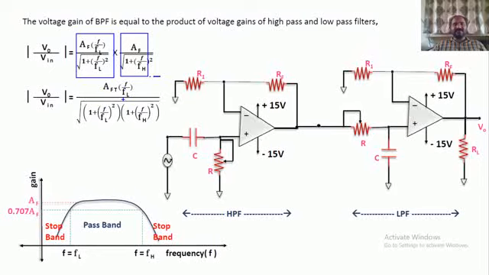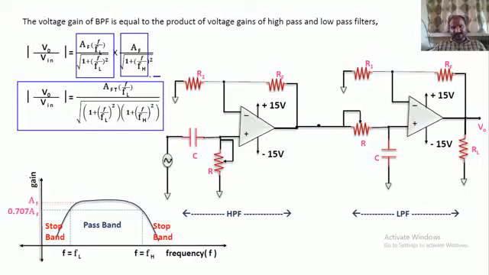And F by FL is as usual. It is the square root of the product of this term into the second term. So this is the gain of your band pass filter. That too, it is a wide band pass filter.